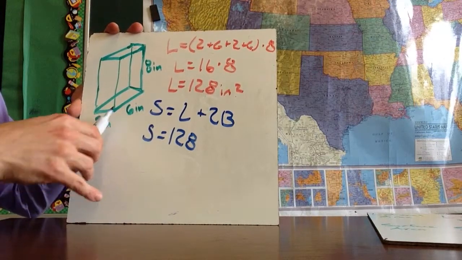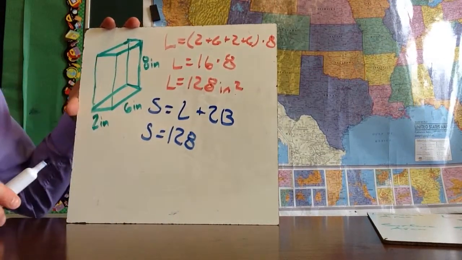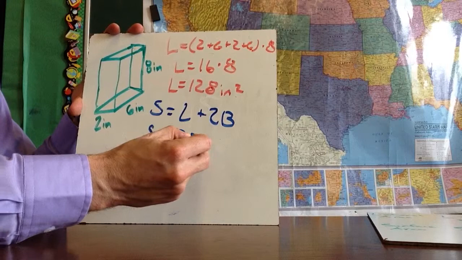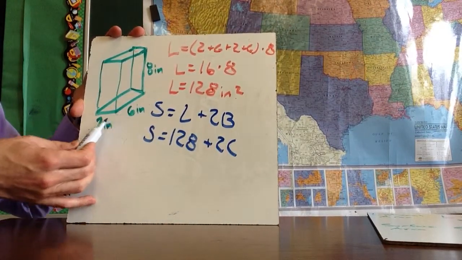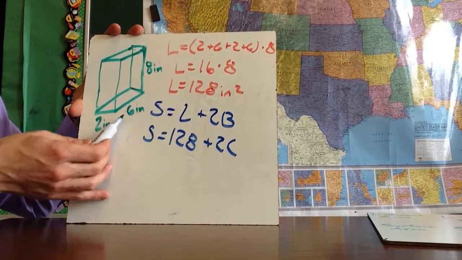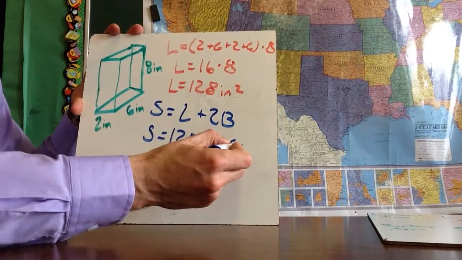If I didn't know that, I could figure out the perimeter and multiply times the height. And then I need to find the area of the base and multiply that times 2. So 2 times the area of the base is going to be 2 times 6, right? Because this is a rectangle, length times width. And so this is 12.